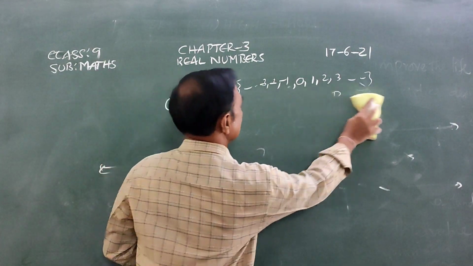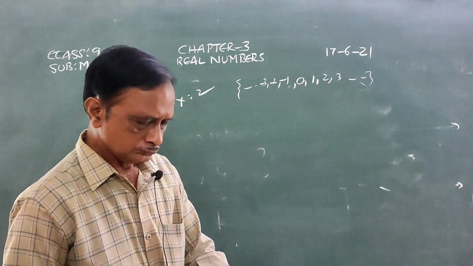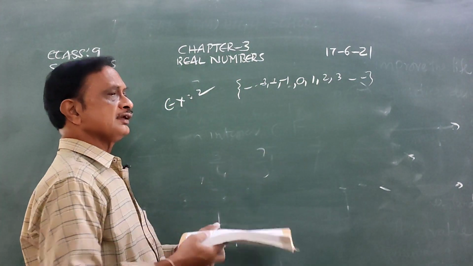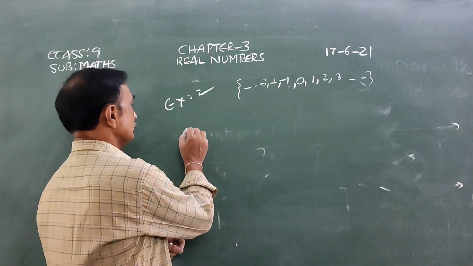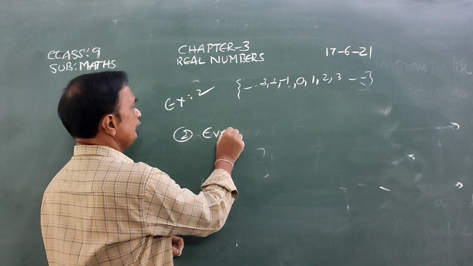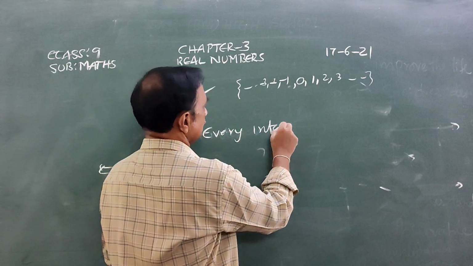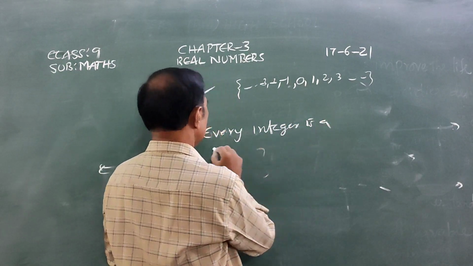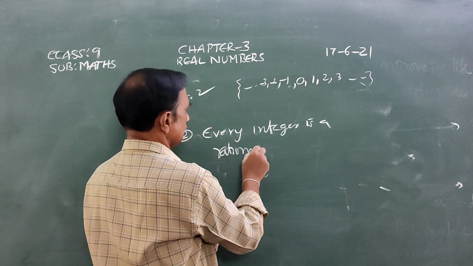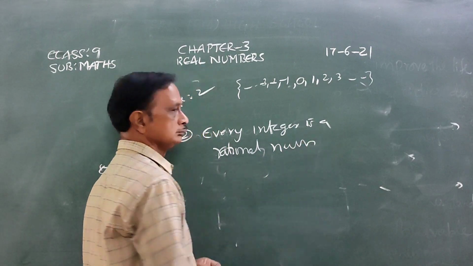Now, second question. Every integer is a rational number.